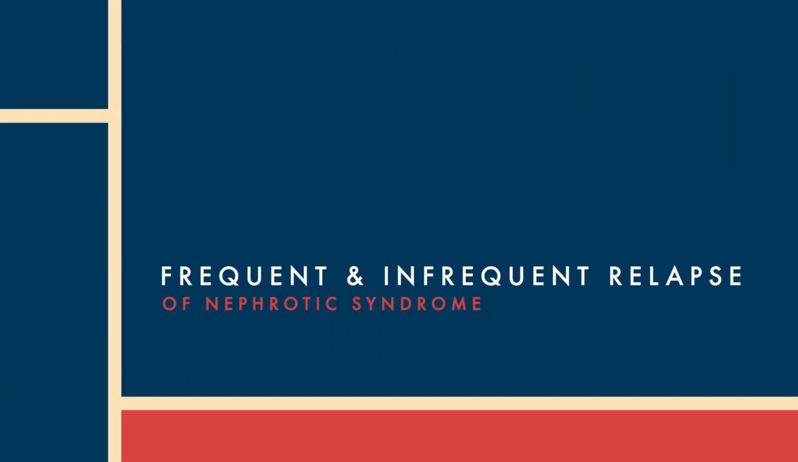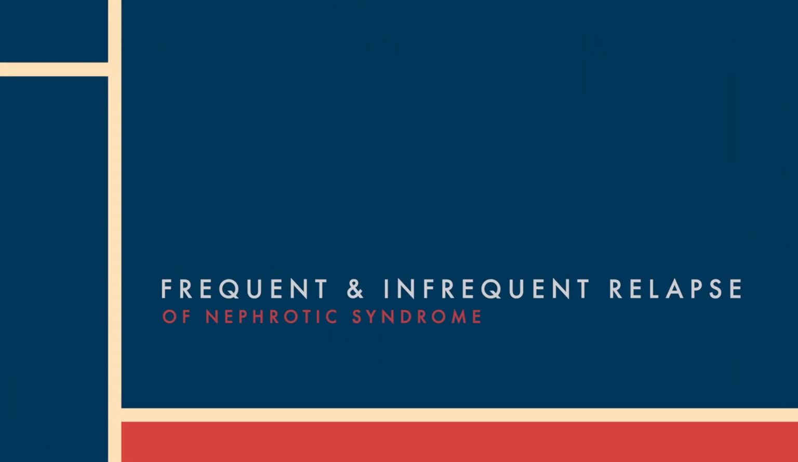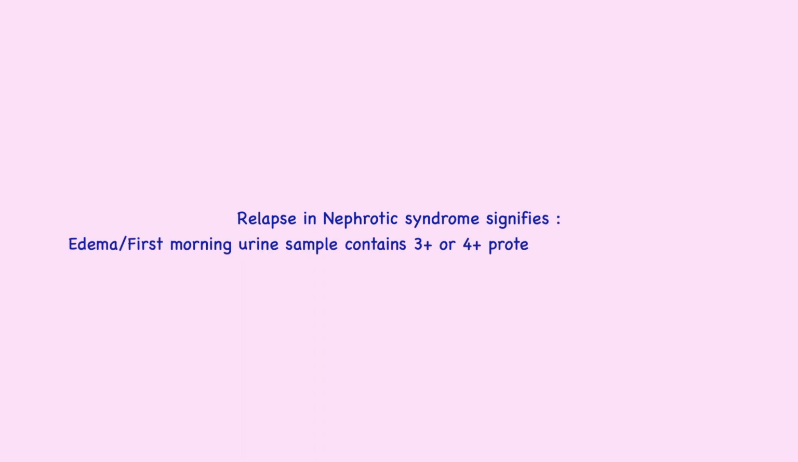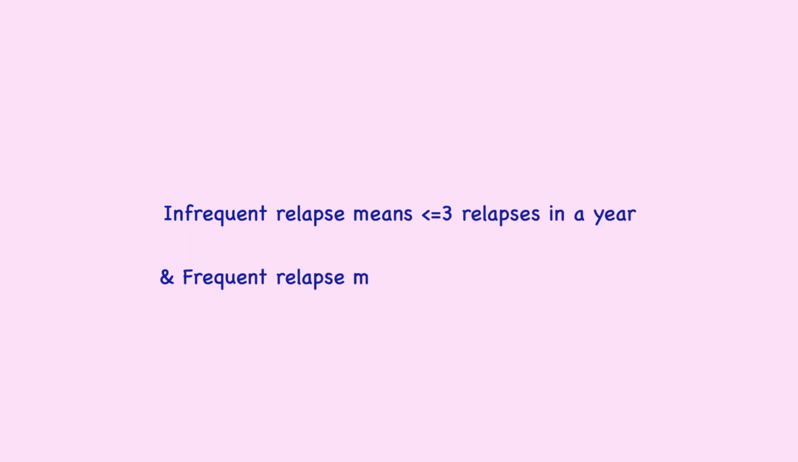Now let's know the treatment in frequent and infrequent relapse cases. Relapse in nephrotic syndrome signifies edema, and first morning urine sample contains 3+ or 4+ protein for consecutive 3 days. Infrequent relapse means less than or equal to 3 relapses in a year, and frequent relapse means greater than or equal to 4 relapses in a year.